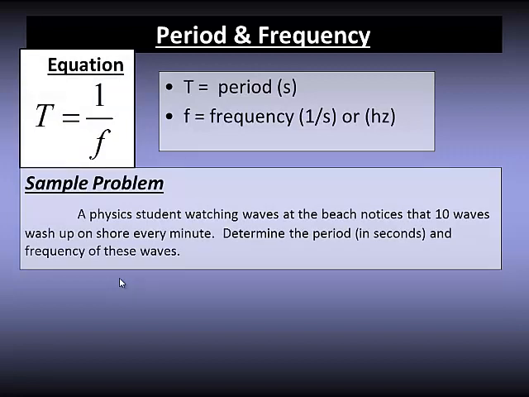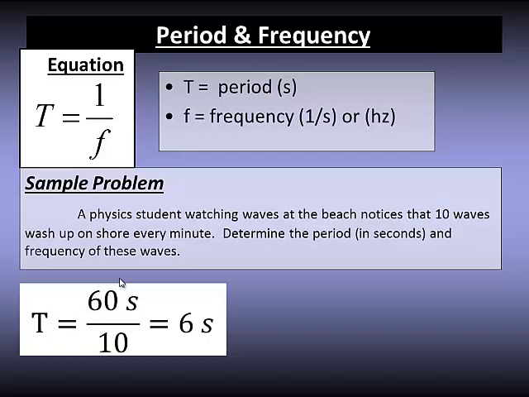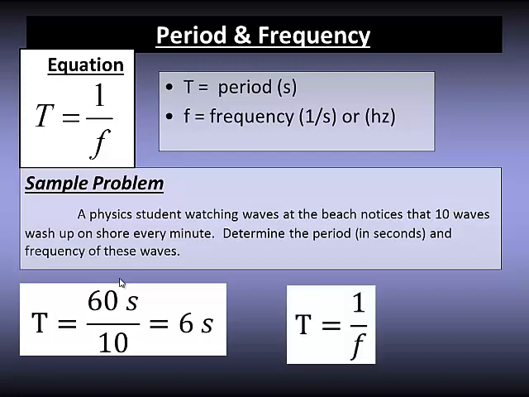Here's a sample problem. A physics student watches 10 waves wash up on the shore in a minute, or 60 seconds. Determine the period in seconds. So if 10 waves occur in 60 seconds, the period is 60 seconds over 10 waves, which is 6 seconds per wave. That's the time for one wave.